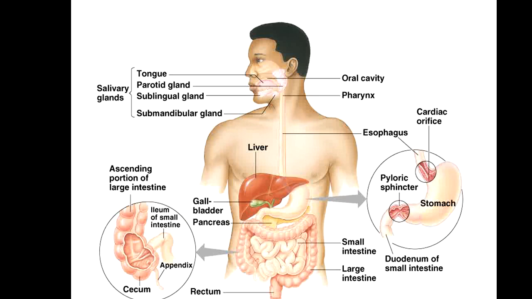In the diagram you can see the large intestine. From this portion the large intestine starts. This portion is called the ascending colon, this is called the transverse colon, and this is called the descending colon up to this portion, and this is called the sigmoidal colon. From this portion to this portion is the sigmoidal colon. The last part is the rectum, and then the anus.